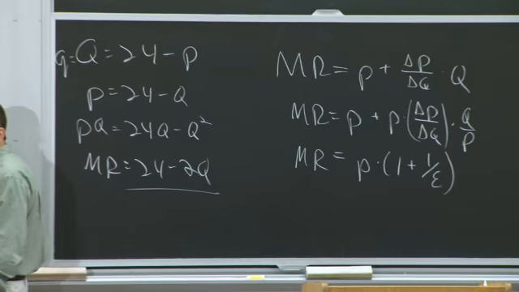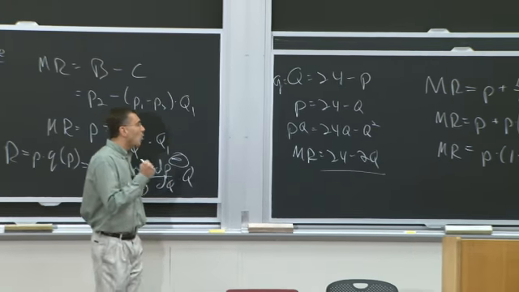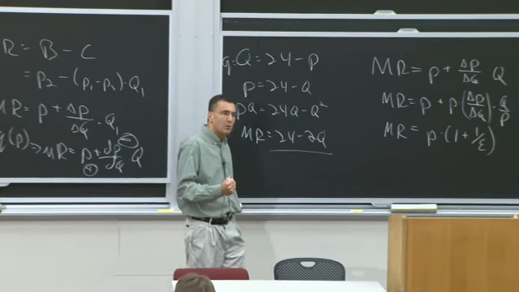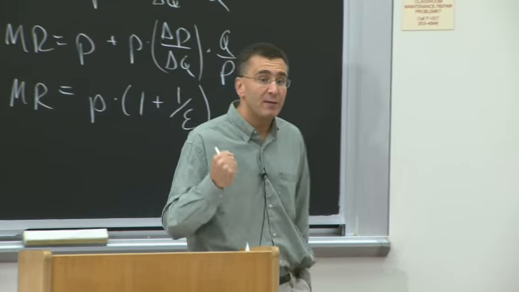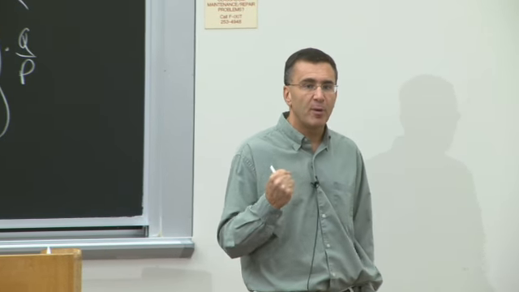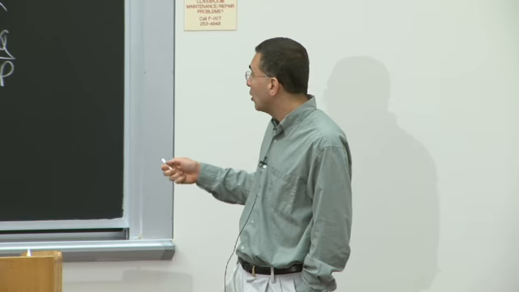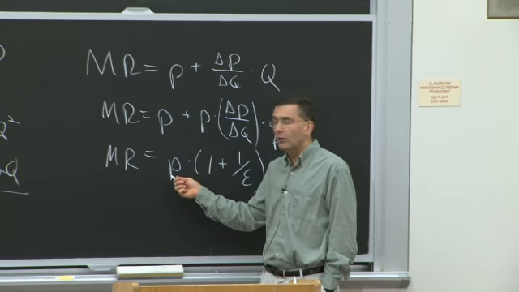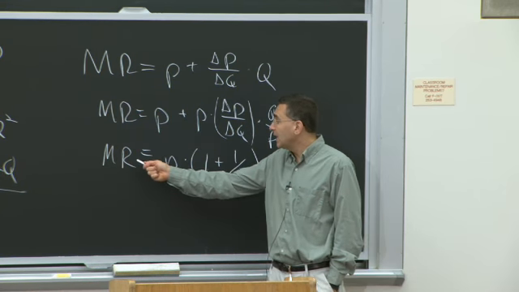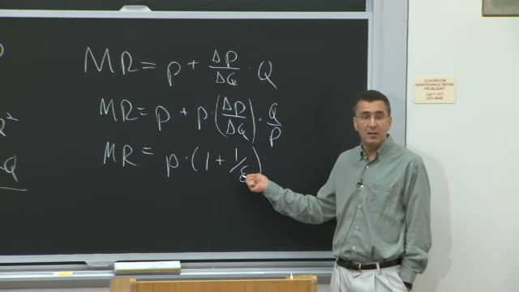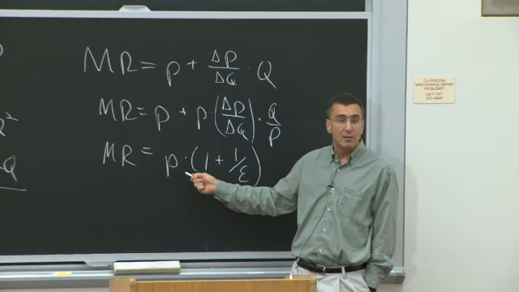Think about what this means for a second. What is the marginal revenue in a perfectly competitive firm? What's the elasticity of demand facing a perfectly competitive firm? Infinity, right? Perfectly elastic. So marginal revenue by L'Hopital's rule equals P. So for a perfectly competitive firm where elasticity is infinity, marginal revenue equals P.